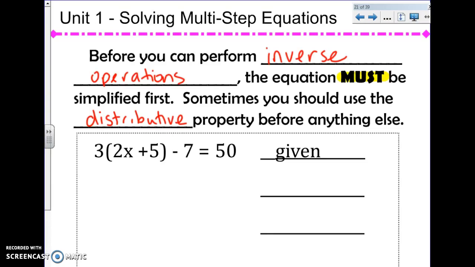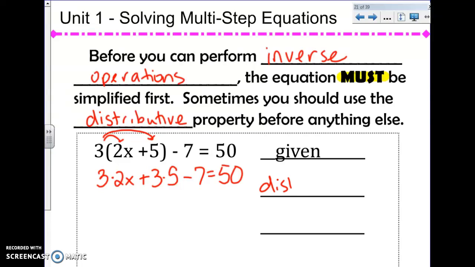So in looking at this first example that I'm giving you, again simplifying first, solving second, you notice that you have this 3 that you want to distribute. So you're going to write for me 3 times 2x plus 3 times 5, and then everything else comes down. That 7 is not inside the parentheses, so he's not going to get the 3 multiplied on him. So what we did there was distribute.